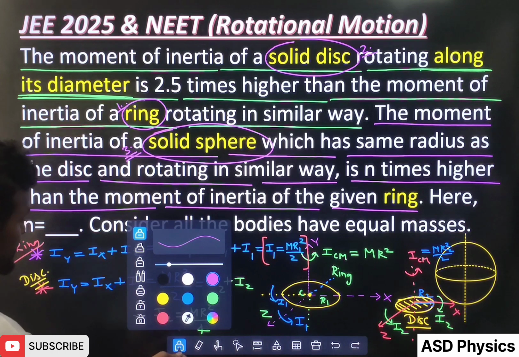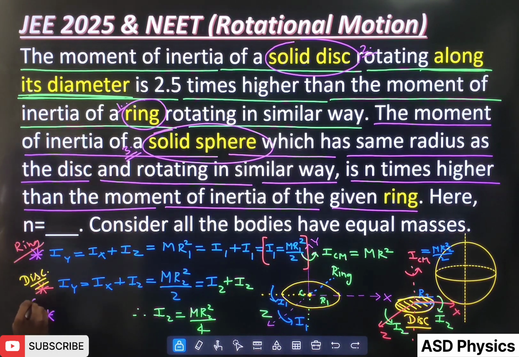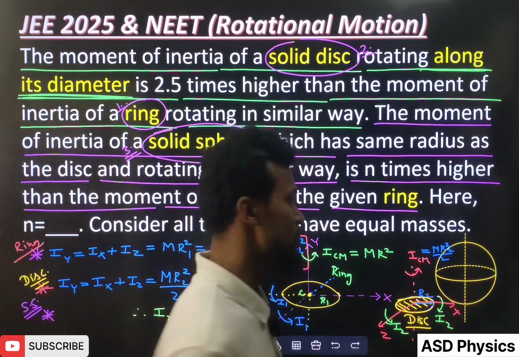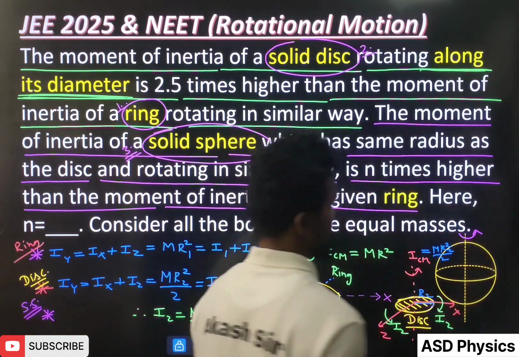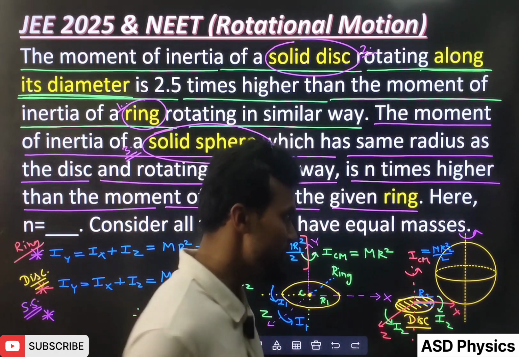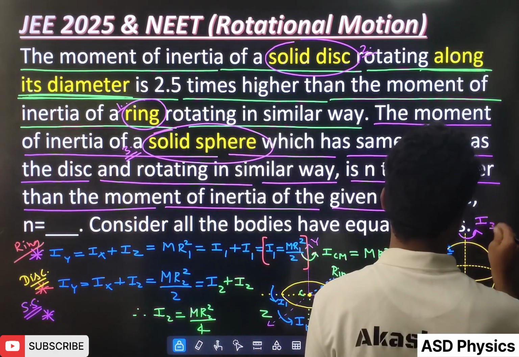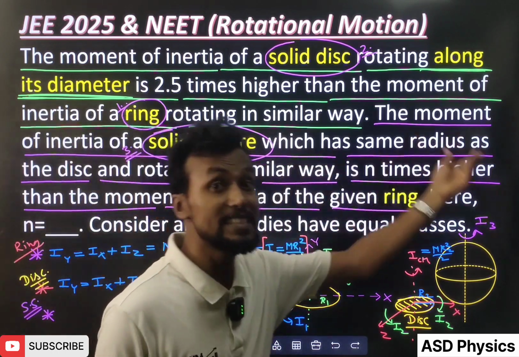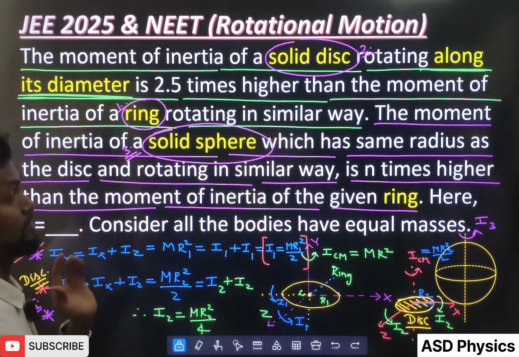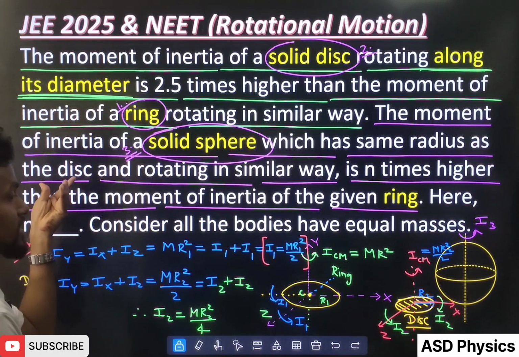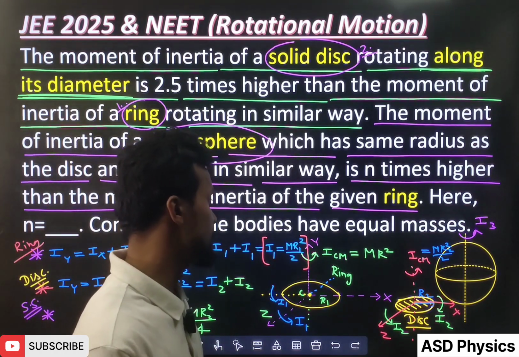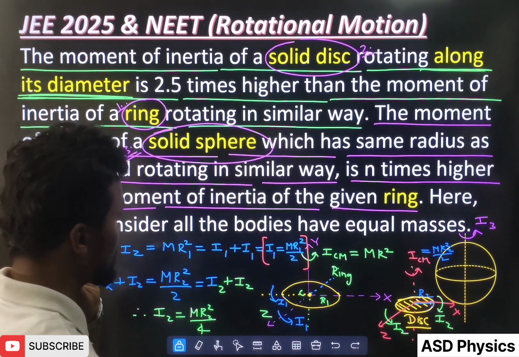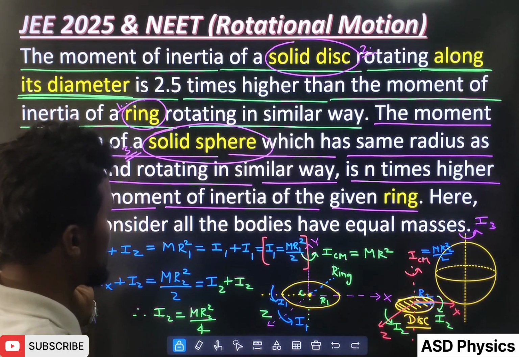Next, students, if I talk about the solid sphere, this is the third body. This is the solid sphere, a three-dimensional body, not a problem. The axis is again passing through the diameter, so here you can directly use the formula. Let's take this as I3. But in the question they told, you can see very well, the solid sphere has the same radius as the disc. Now the disc radius, what have I taken here, students? Ring radius I have taken R1, disc radius I have taken R2.